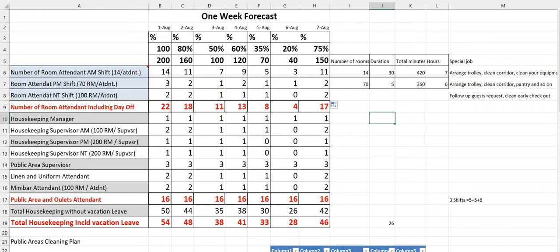In this table, I'm going to explain to you how to forecast your employee for 1 week. It could be also for 1 month. Or also it's possible to plan your head count for 1 year. In a hotel of 200 rooms, when you have 100% occupancy, your manning guide or your head count is about 54 employee, while when you have 20% occupancy, you're supposed to have 28.